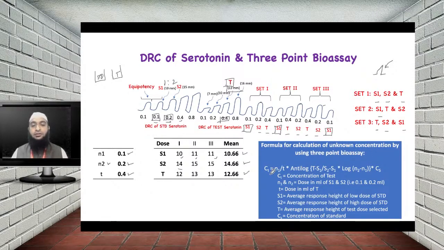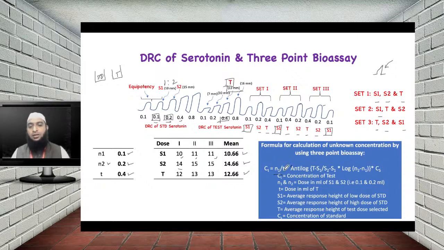Let's see what is the formula for this. Ct is equal to N1 by T multiplied by antilog of T minus S1 divided by S2 minus S1 multiplied by log of N2 minus N1, then complete bracket. This complete bracket must be multiplied by the concentration of the standard, and that is going to be multiplied by N1 by T. So one by one you can solve. First you can calculate N1 by T, then multiply by antilog of this complete bracket, and that can be multiplied by the CS.